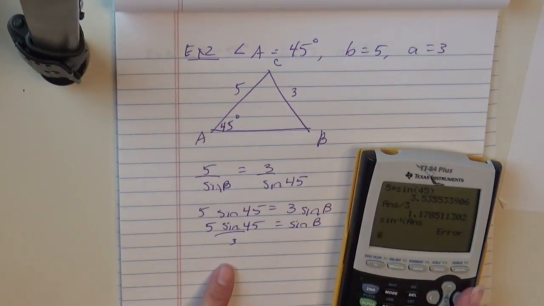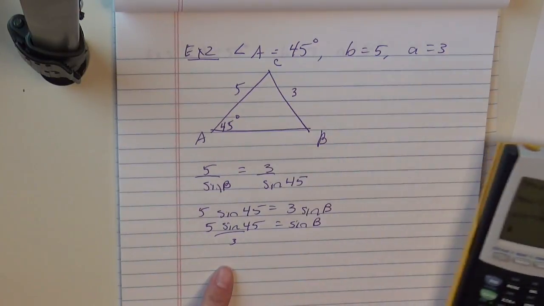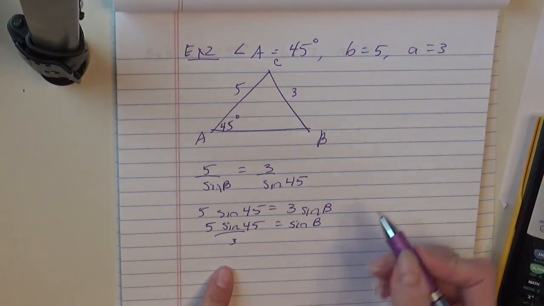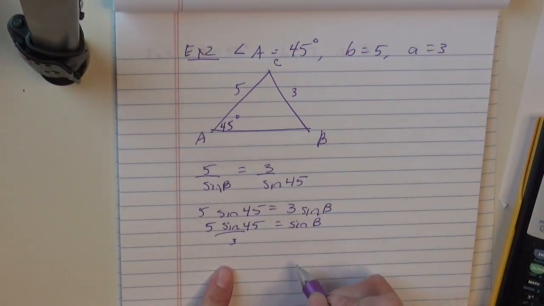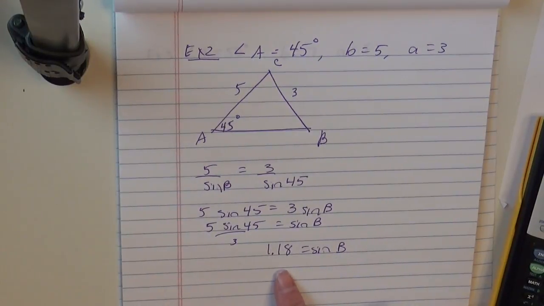What did we get when we typed in 5 times sine 45 divided by 3? That gave us 1.18. So we were trying to determine the sine of what value would give me 1.18. So we were doing 1.18 equals sine of B. So sine of what angle would be 1.18?